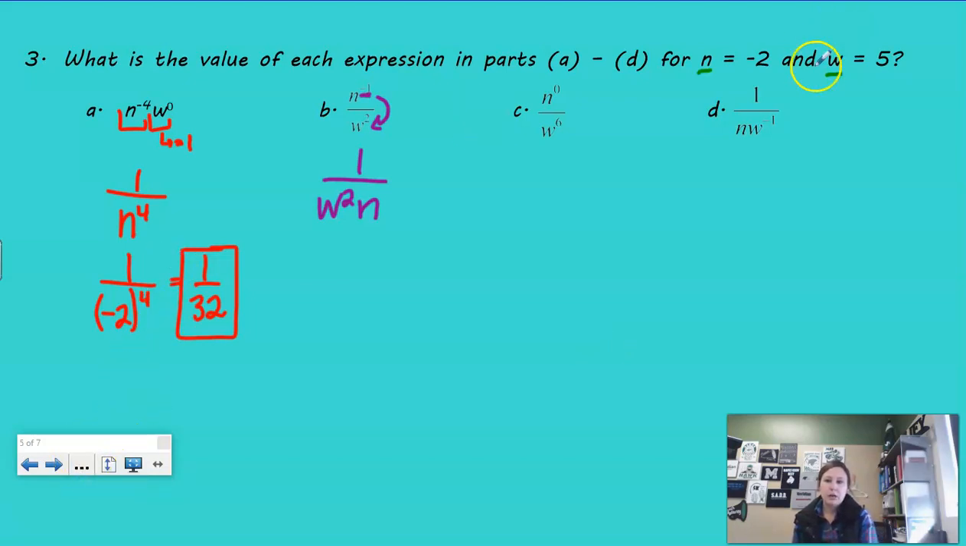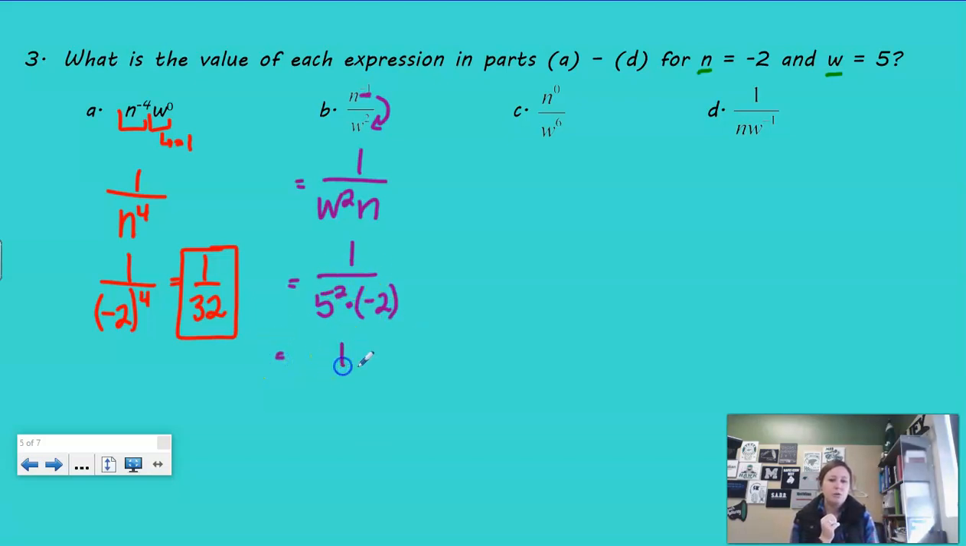So now we need to plug in a 5 for w. So my work is now 1 over 5 squared. And then I need to multiply that because remember when I have a variable written right next to a variable, they're being multiplied. So 5 squared times negative 2. Okay, and I put that in parentheses because I don't want it to look like a subtraction problem when indeed it is an actual multiplication problem.